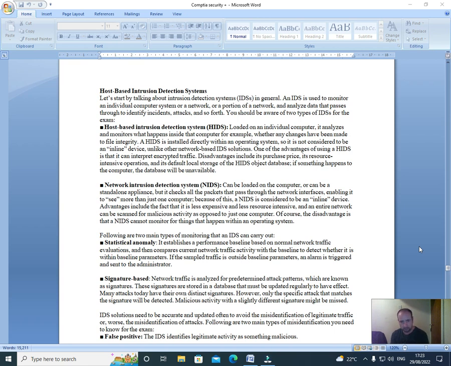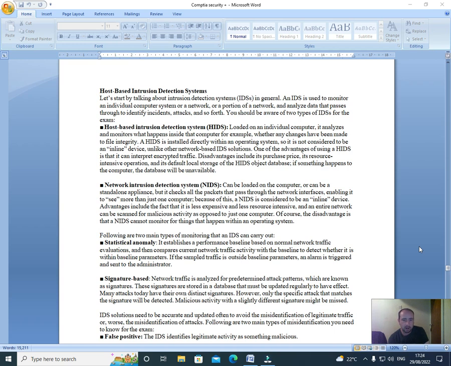Network Intrusion Detection System, NIDS, can be loaded on the computer or can be a standalone appliance, but it checks all the packets that pass through the network interfaces, enabling it to see more than just one computer. Because of this, an NIDS is considered to be an inline device. Advantages include the fact that it is less expensive and less resource intensive, and an entire network can be scanned for malicious activity as opposed to just one computer. Of course, the disadvantage is that NIDS cannot monitor for things that happen within the operating system.